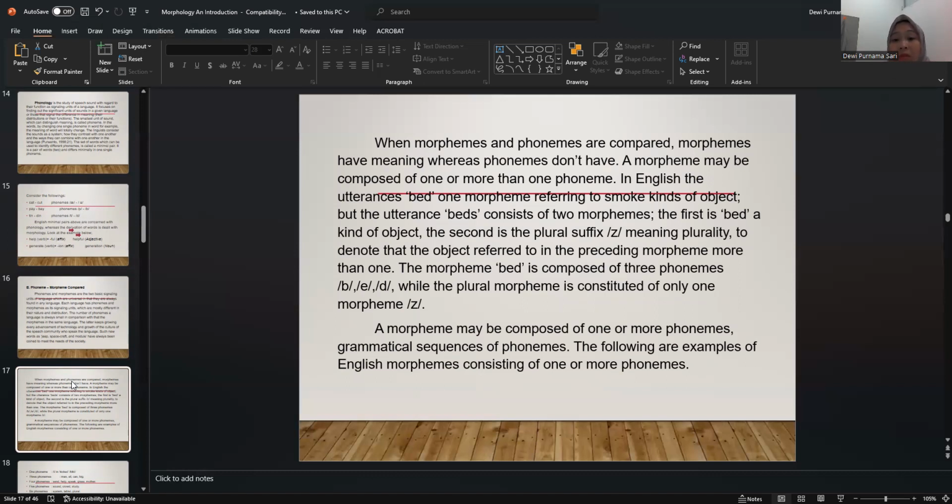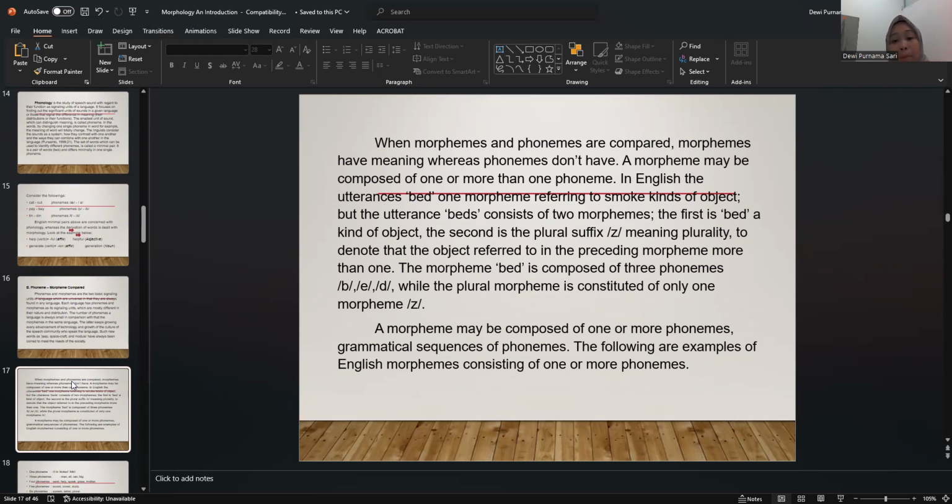The morpheme bat is composed of three phonemes, right? The sounds are the consonant b, the vowel a, and then the other consonant t, while the plural morpheme is constituted of only one phoneme, that is s. Okay, so bat plus s becomes the plural bats.